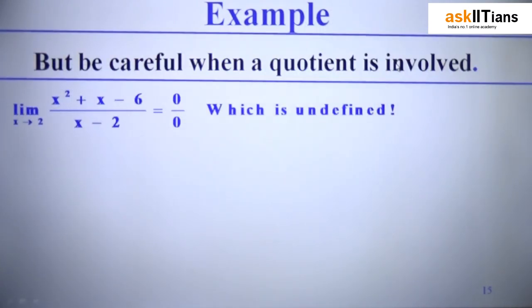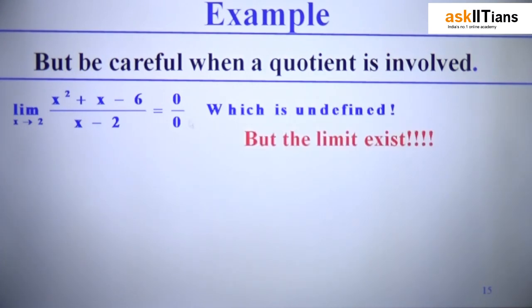But be careful whenever a quotient is involved, as just described by me in the last question. Suppose we take another example where we have to find out the limit of x tending to 2 and the numerator is x square plus x minus 6 and the denominator is x minus 2. Whenever we put the value x equal to 2 in this numerator, the value is going to be 0, and the denominator, the value is going to be 0. So this is giving me a value which is 0 upon 0, and we know that it's undefined.